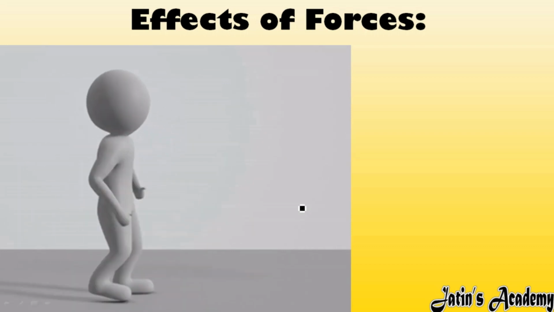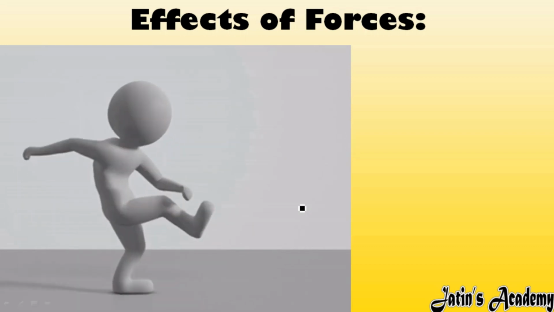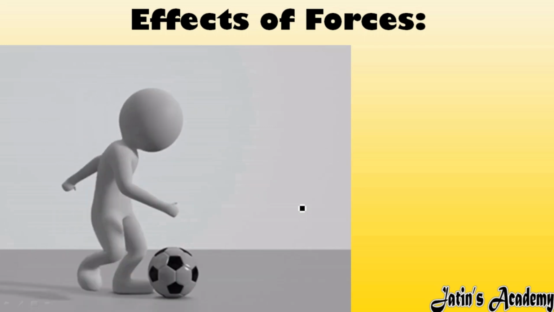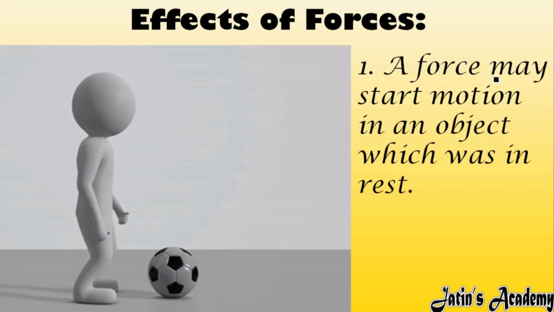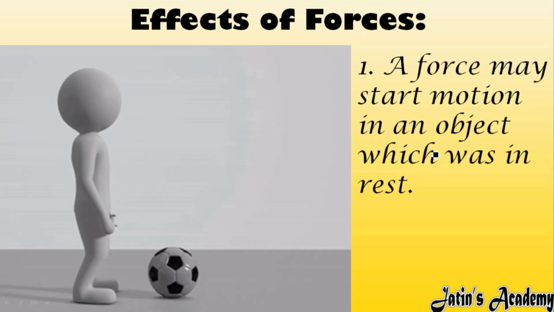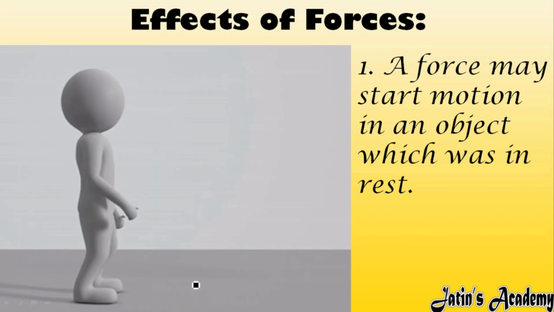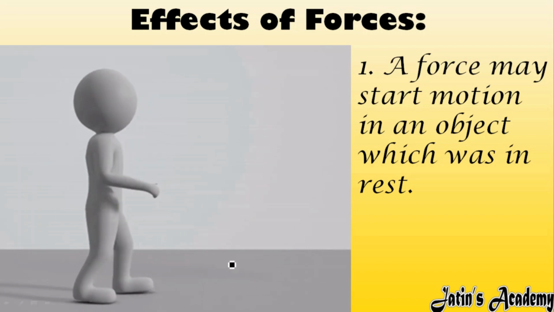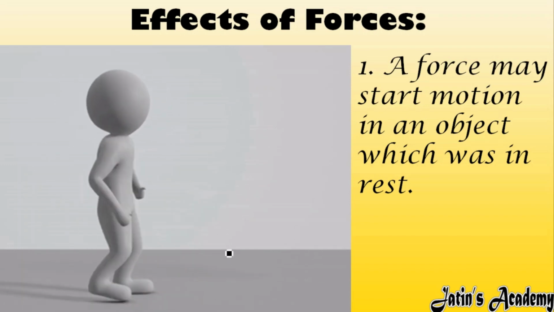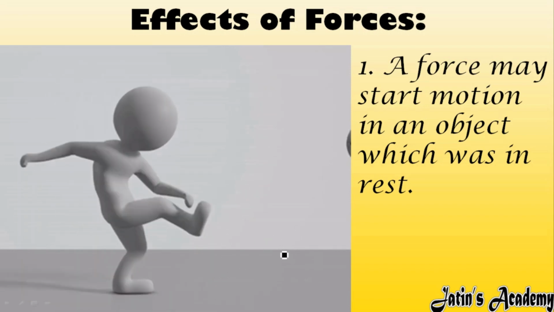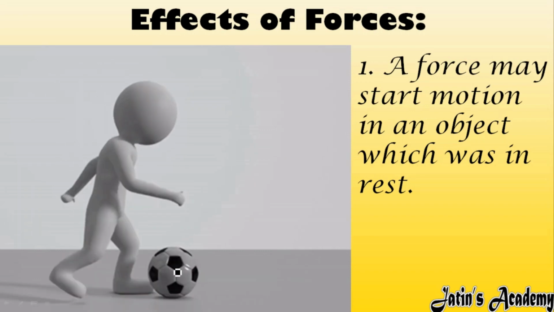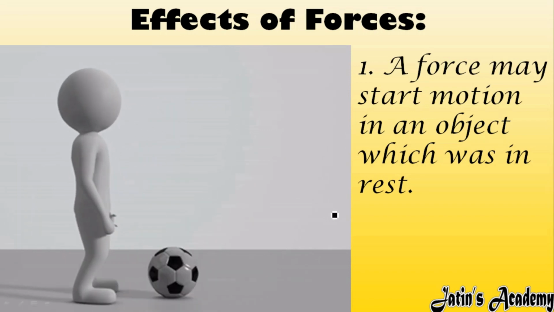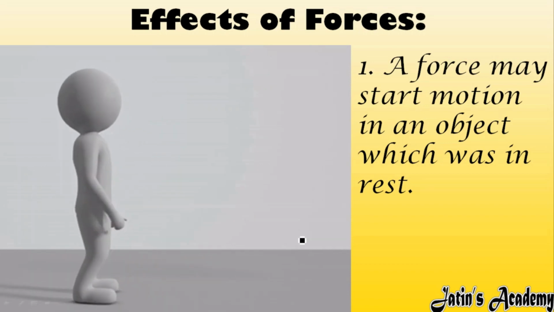So which effects we are going to see in the object, those effects one by one we are going to study. First effect: a force may start motion in an object which is at rest. For example, this ball is firstly at rest. When the boy applies the force on this ball, the ball starts moving, or the ball changes from the state of rest to the state of motion. So by the force we can start a motion in any object which is at rest.